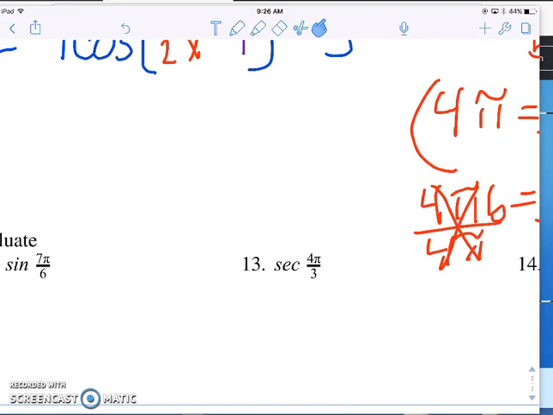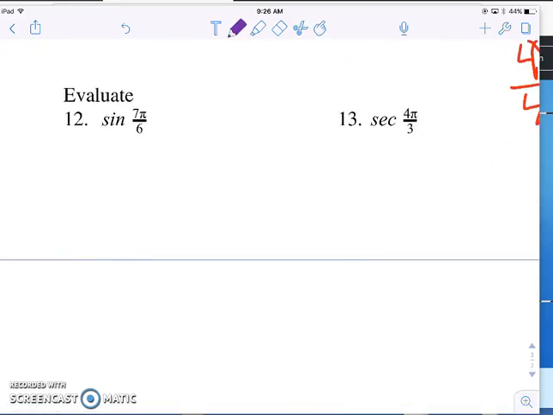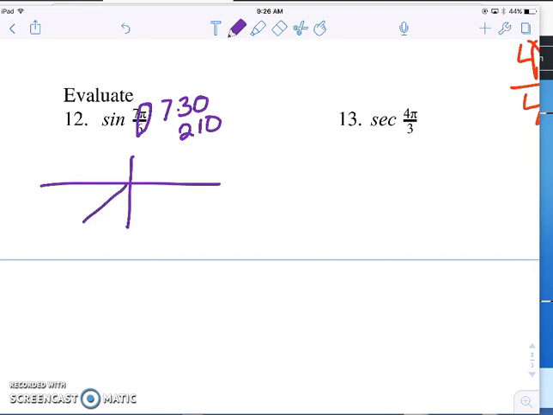And these last couple, hopefully these are starting to get pretty easy. Sine of 7 pi over 6. So 7 times 30 is 210. Opposite 30, -1/2, -√3 over 2. Sine is our y, so our answer is -1/2.